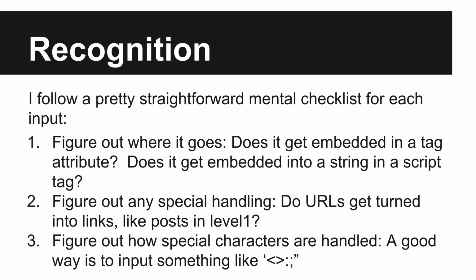And then finally, number 3, figure out how special characters are handled. Insert single quotes, double quotes, angle brackets, semicolons, etc. Cover your bases in terms of what might be useful for exploitation. If one of them makes it through without encoding, make a note of that. If there was any special handling that you found in the previous step, make sure you test that case too. That is, if your URLs get turned into links, what happens if your URLs include special characters?